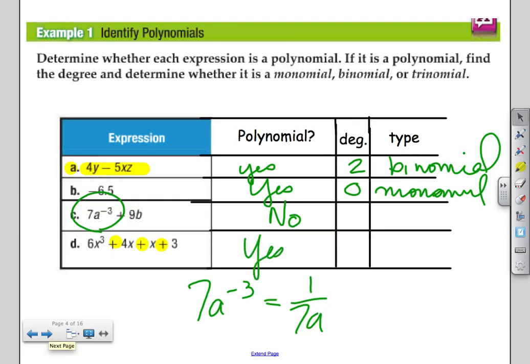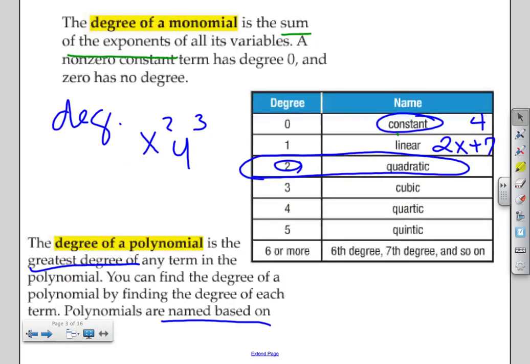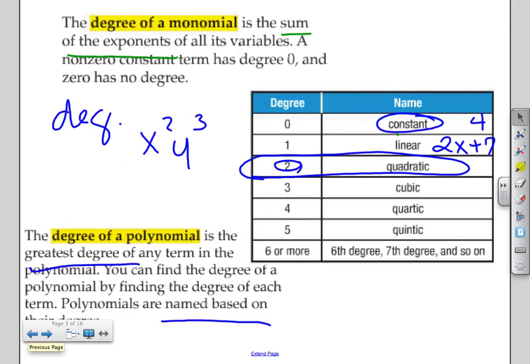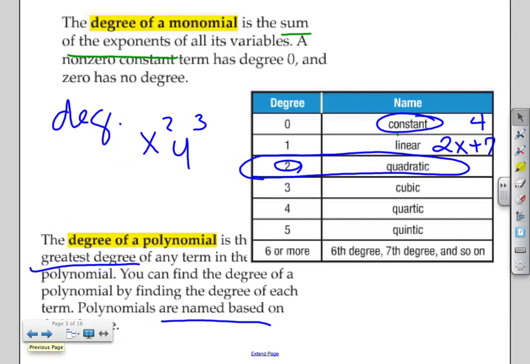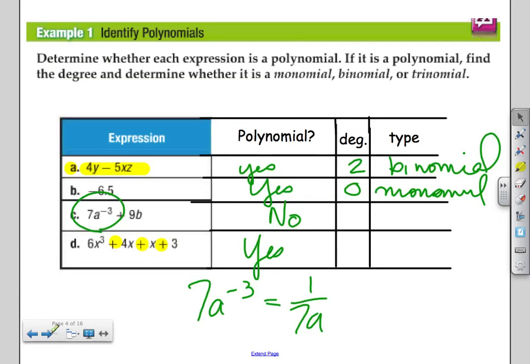And the degree is, what did that chart tell us back here a second ago? Remember, the degree of a polynomial is the greatest degree of the first term. The degree of the term is going to be the exponent. So the greatest degree is 3. And so what type is that? That means it's a trinomial then.